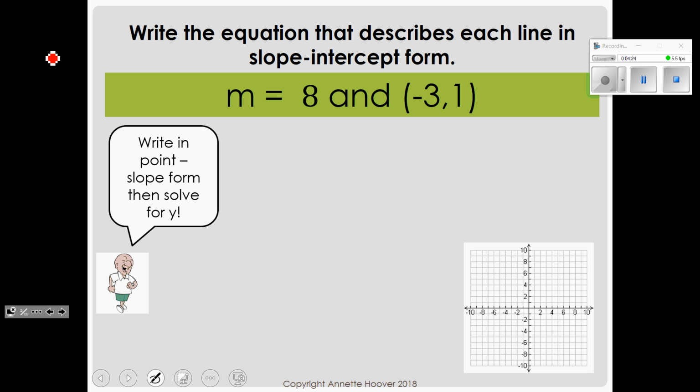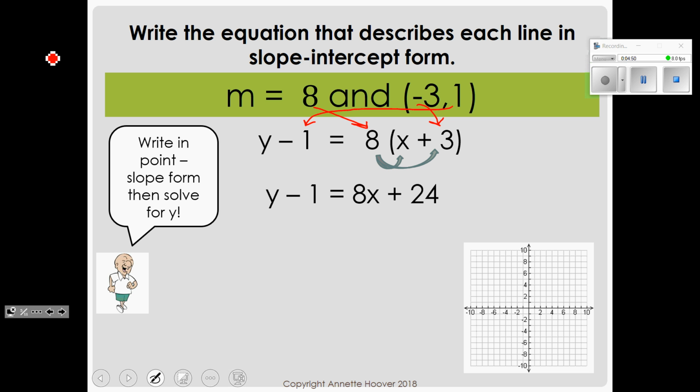Another practice, we're going to plug this into point-slope form. So we plugged in the slope here, the opposite of the y here, the opposite of the x there. So we have y minus 1 equals 8 times the sum of x plus 3. Now we're going to do the distributive property and multiply 8 times x and 8 times 3. When we do that, we get y minus 1 equals 8x plus 24.